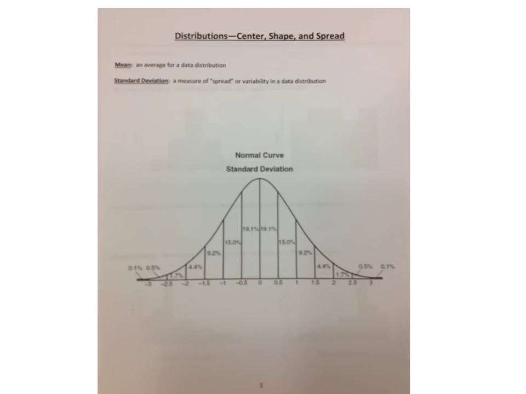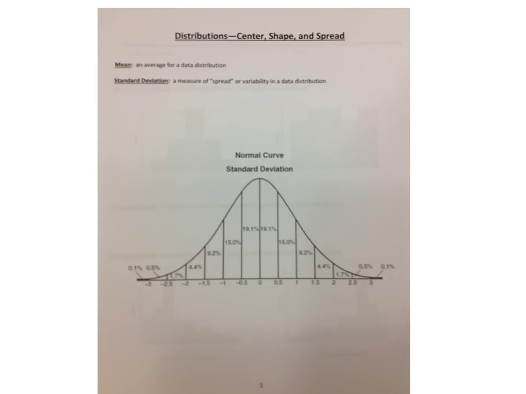So today you're going to be starting a new packet called Distributions, Centers, Shapes, and Spread. First we're going to talk about the mean and average for a data distribution, and the standard deviation is a measure of spread or variability in a data distribution. So the standard deviation tells you how far you are from the mean. It'll be above the mean or below the mean.